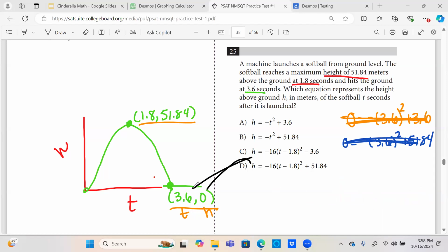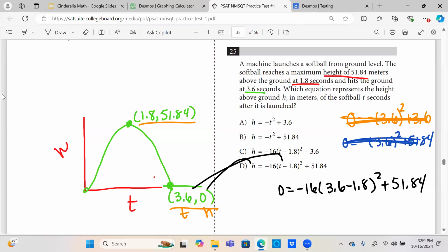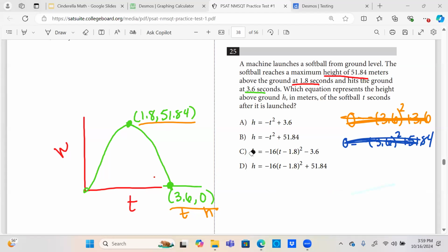Plugging 0 here, 3.6 here. So 0 equals negative 16, 3.6 minus 1.8 squared plus 51.84. Does that equal 0? There we go. Yes, it does. D is the answer. That worked, but I've thought of a better way. So D is right. If you have to plug and chug, you can get it as D as in dog.